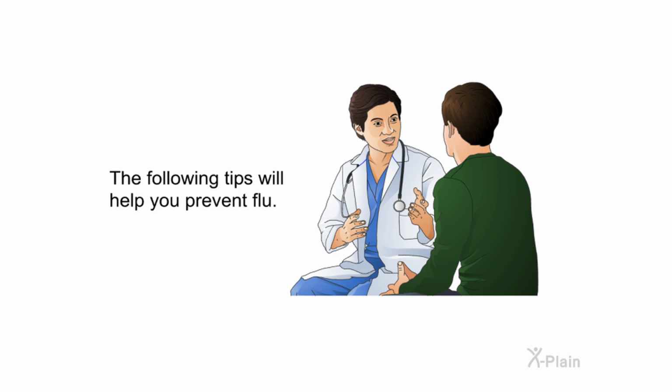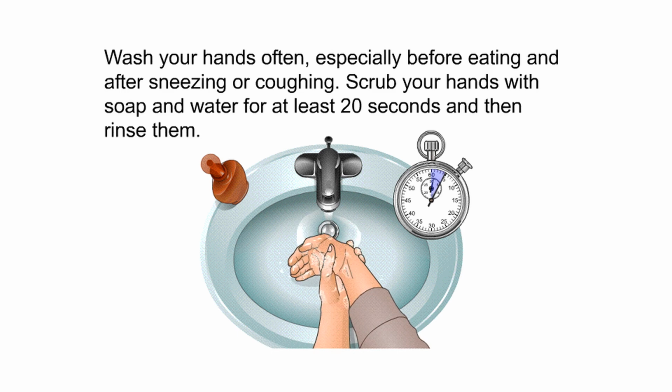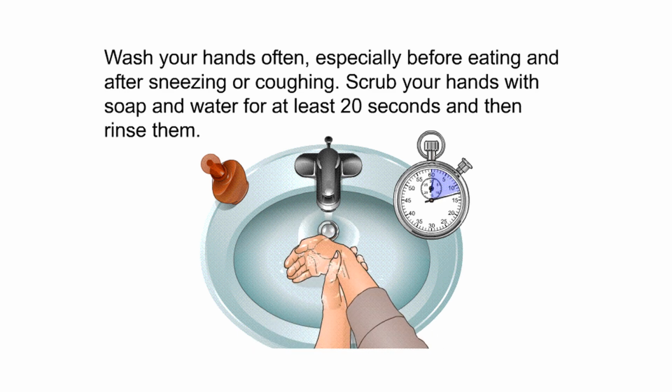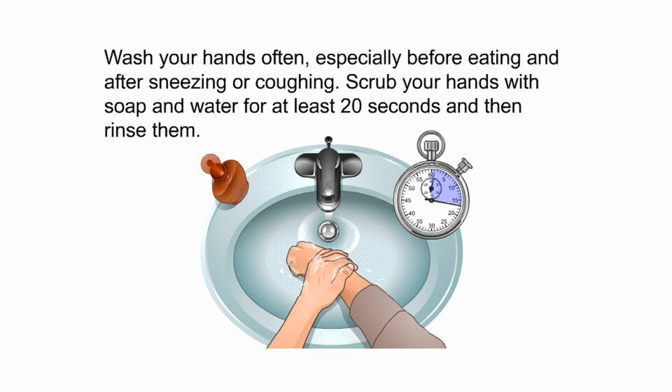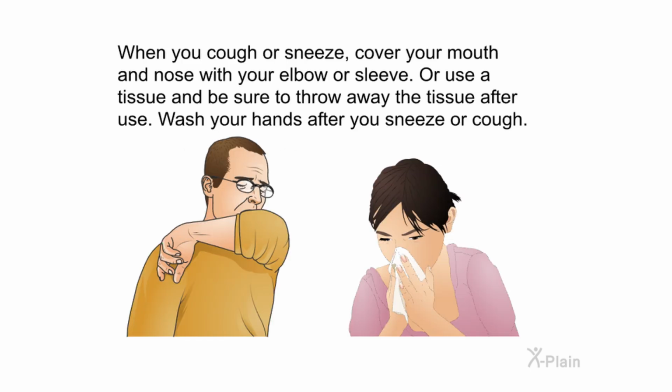The following tips will help you prevent flu. Wash your hands often, especially before eating and after sneezing or coughing. Scrub your hands with soap and water for at least 20 seconds and then rinse them. You can also use an alcohol gel product available over the counter, which is also effective in protecting against flu. When you cough or sneeze, cover your mouth and nose with your elbow or sleeve, or use a tissue and be sure to throw away the tissue after use. Wash your hands after you sneeze or cough.